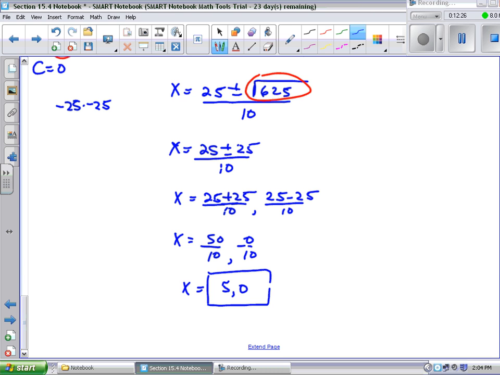This is section 15.4. You will need to do the homework on section 15.4 as well as the quiz on section 15.4.